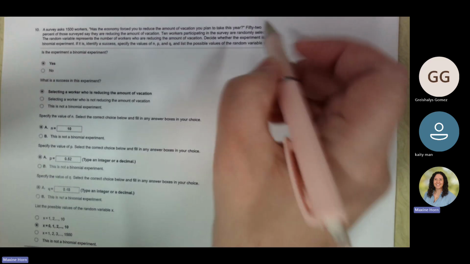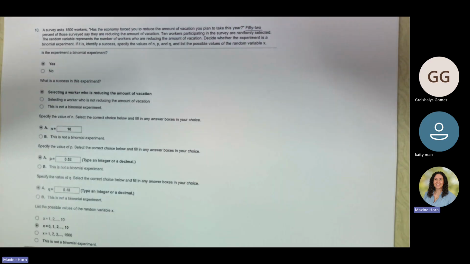A survey asks, sorry, I know this one's small. I was trying to fit the whole thing on a page here. A survey asks 1,500 workers, has the economy forced you to reduce the amount of vacation you plan to take this year? 52% of those surveyed said they are reducing the amount of vacation.